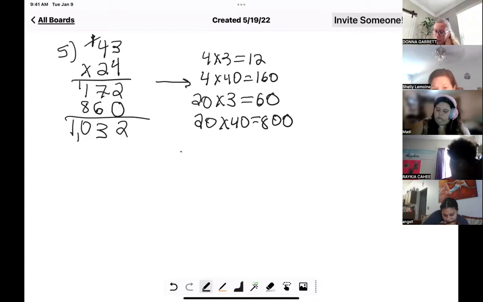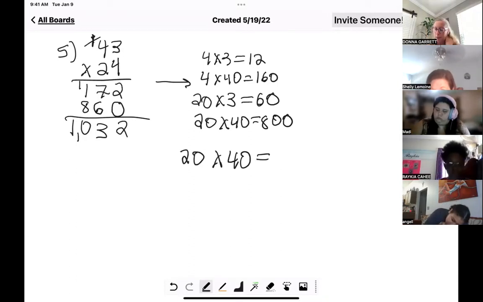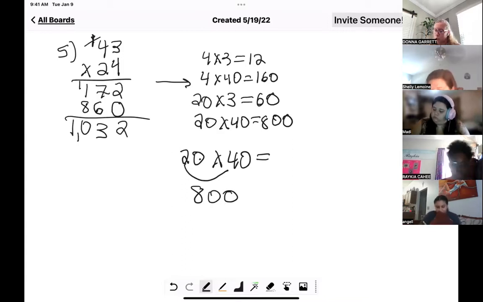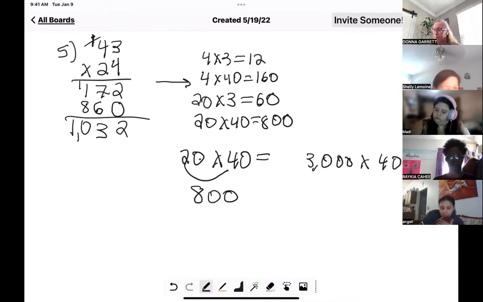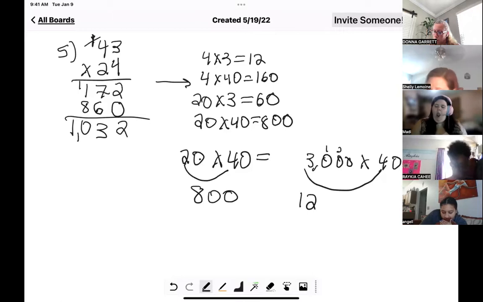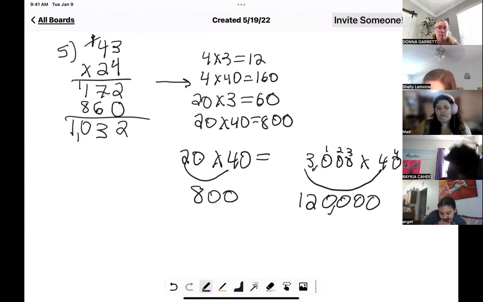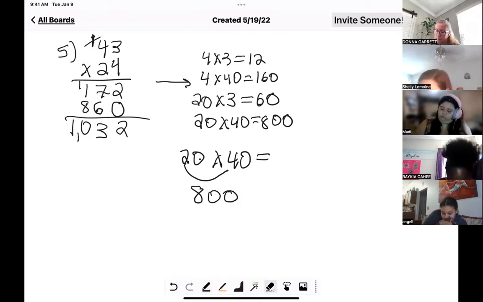And just a little tip, in case you don't know this: when you have zeros, all you have to do is multiply the numbers, 4 times 2 is 8, and add how many zeros you have. So if I had 3,000 times 40, I would multiply 4 times 3, which is 12. I'd count my zeros, 1, 2, 3, 4 zeros. It'd be 120,000. You guys know that already? If you do, awesome. If not, a little tip. This has nothing to do with the problem, just to show you.